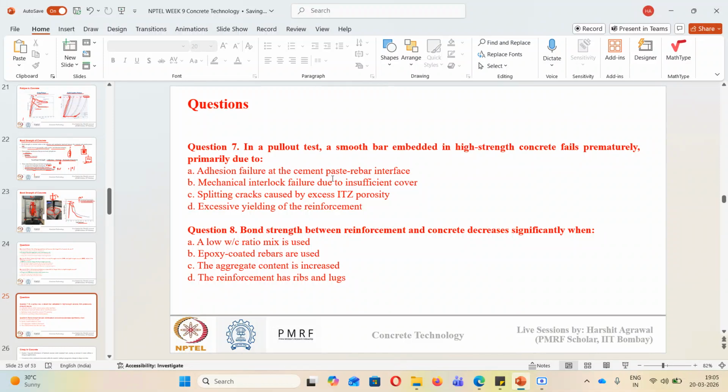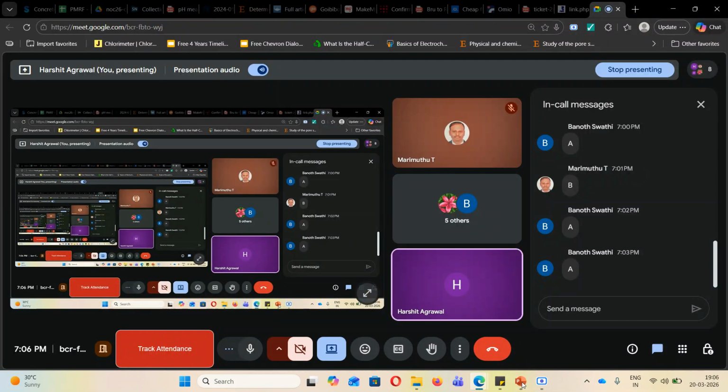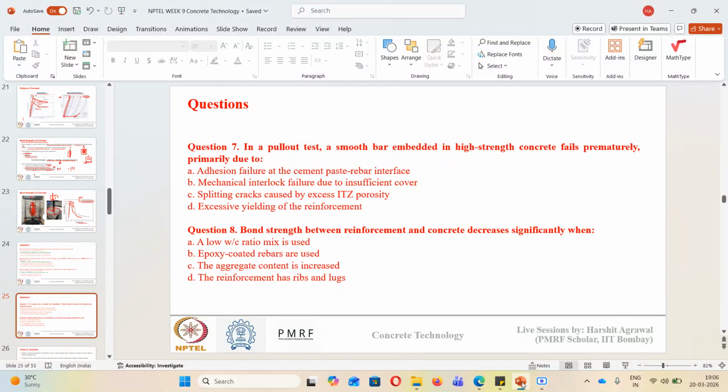So I wanted a bond strength of 10 MPa, but when I used a smooth bar embedded in concrete, I found a bond strength of only 5 MPa. So what can be the reason that it fails prematurely? Can anyone tell me what can be the mechanism which has dominated here?